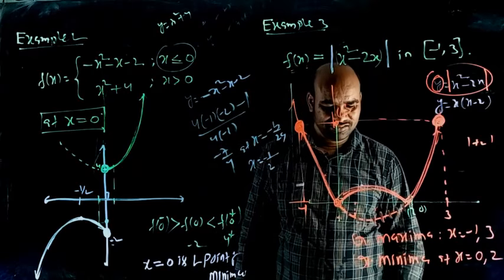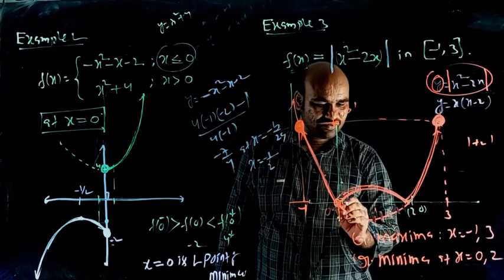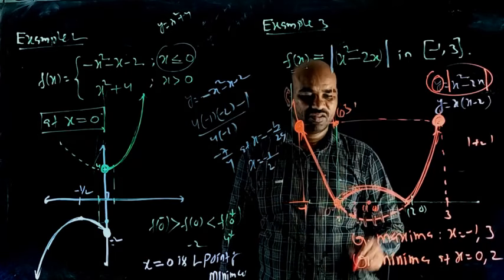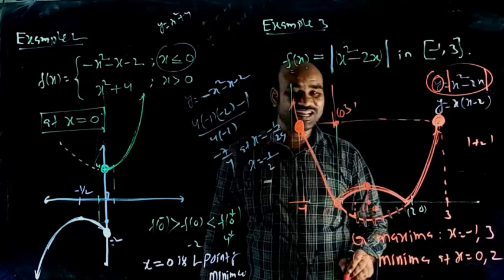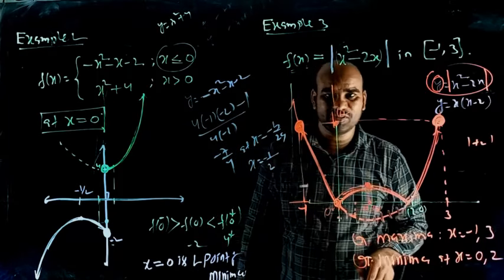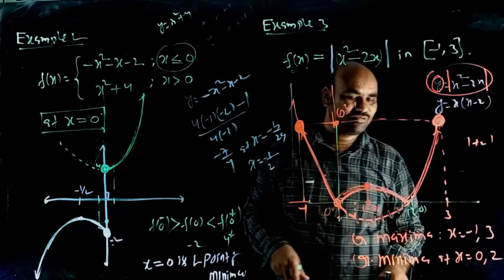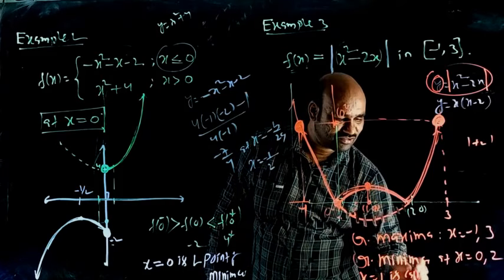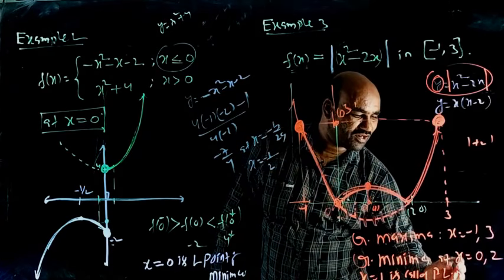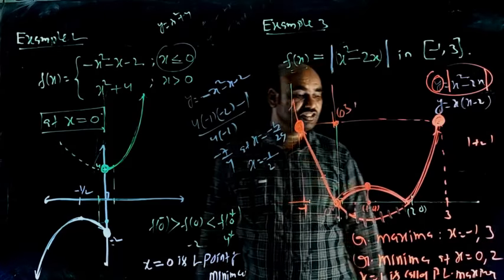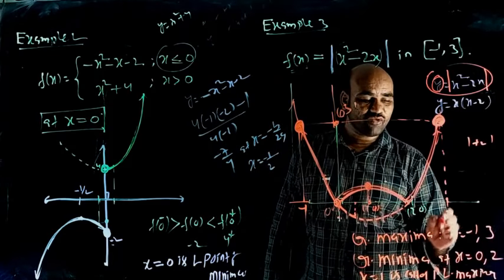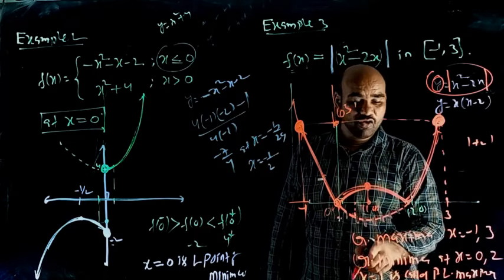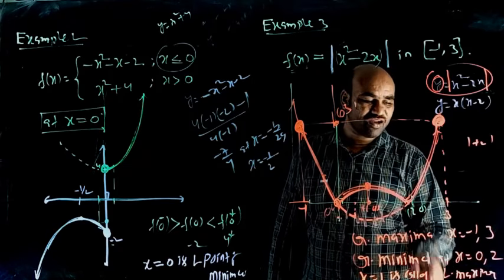One more interesting thing. This is 0 comma 0. Midpoint of 0 comma 0 and 2 comma 0 is nothing but 1 comma 0 only. At 1 comma 0, that is at x equal to 1, the function also gives another maximum. So that is local maximum. That's why x is equal to 1 is called point of local maxima. Okay, so finally, points of global maxima are minus 1 and 3, local maxima is 1, and points of global minima are 0 and 2.